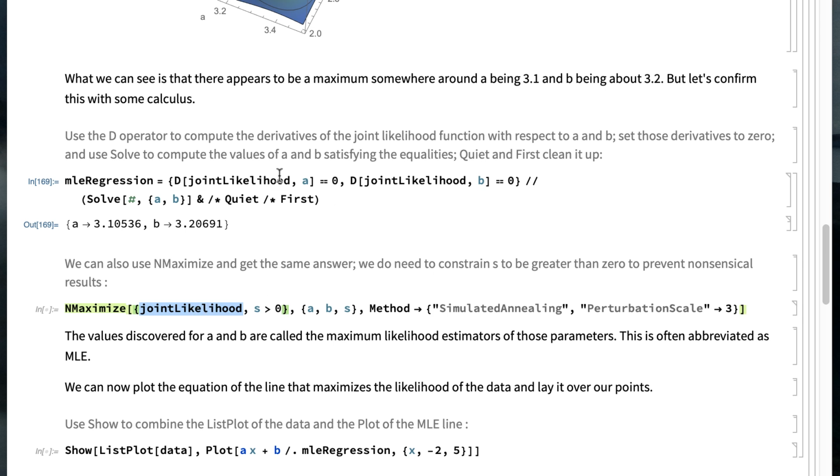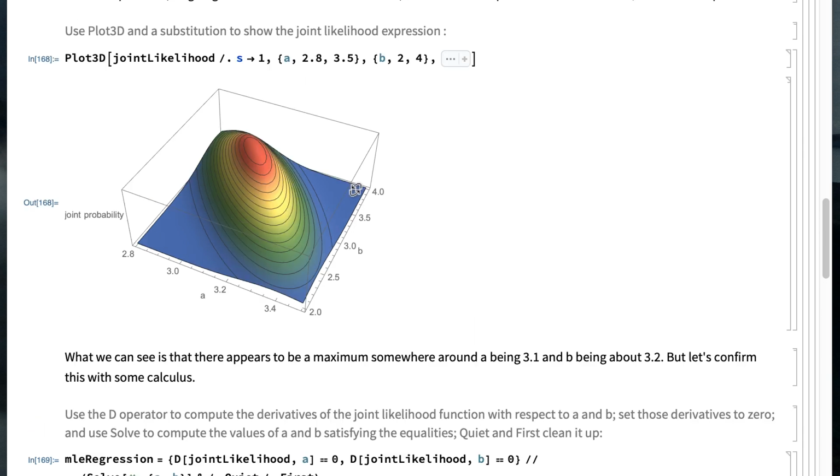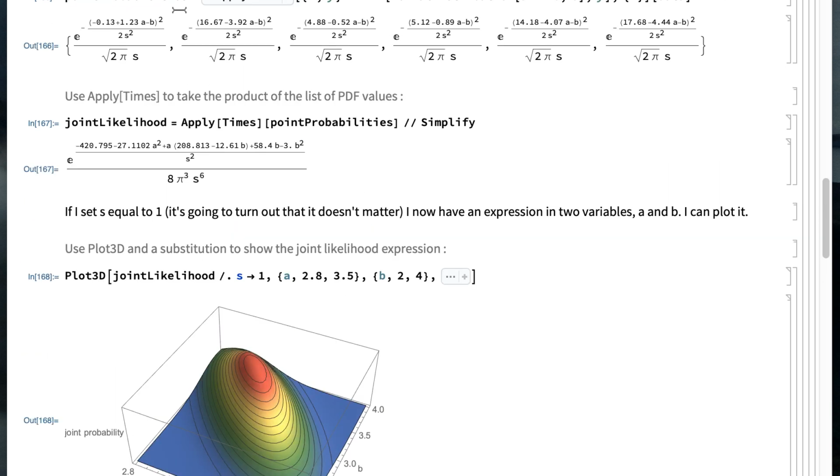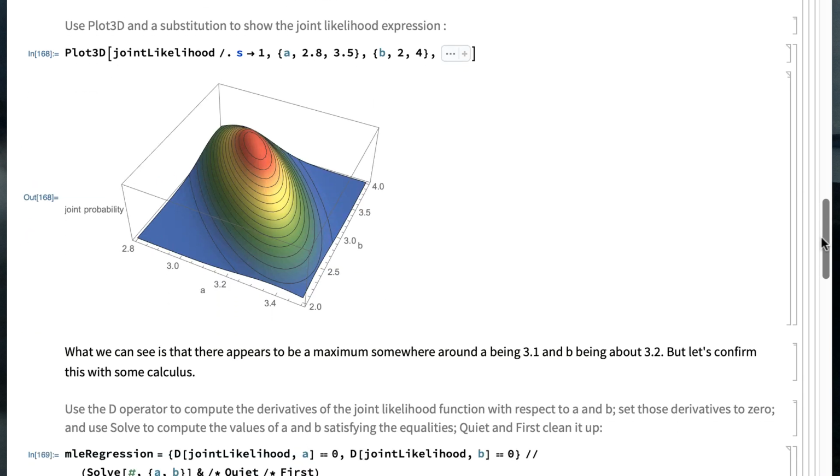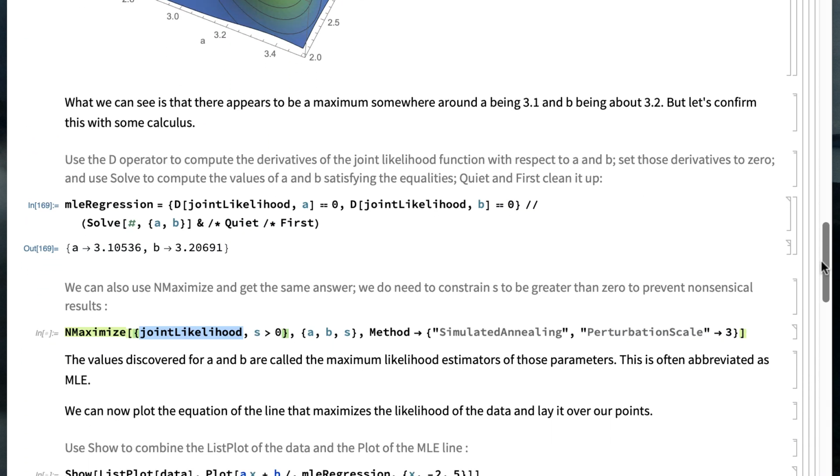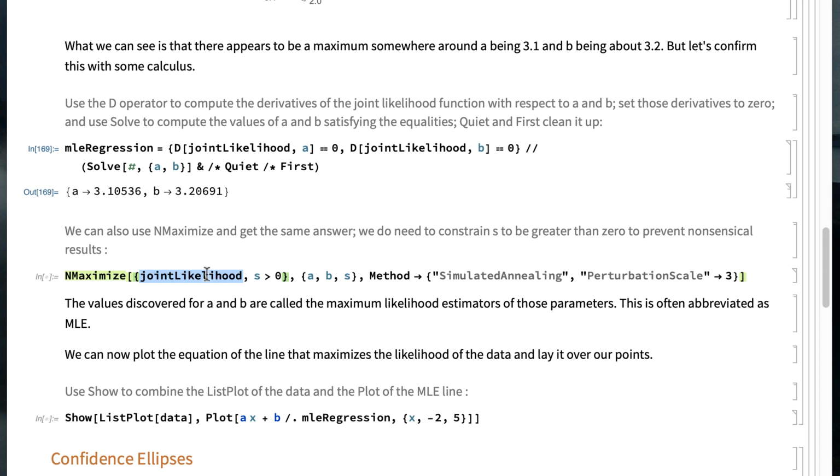And by the way, do you see here, I haven't said anything about S here. When I calculated joint likelihood, I left S in. This is why I say S doesn't really matter. No matter what S you pick, you get the same thing. So I'm going to say, look, maximize the joint likelihood.